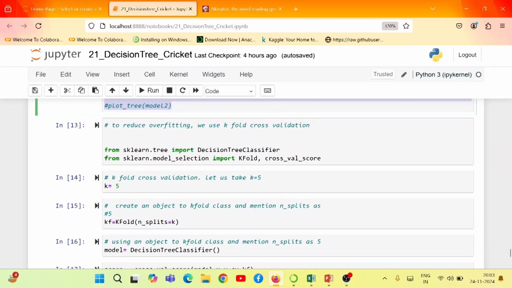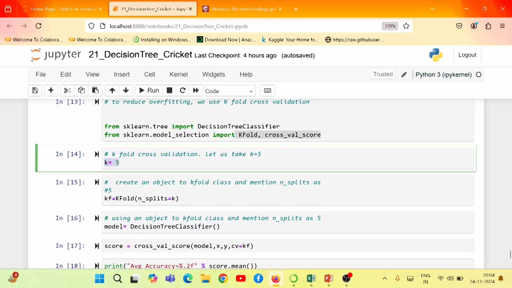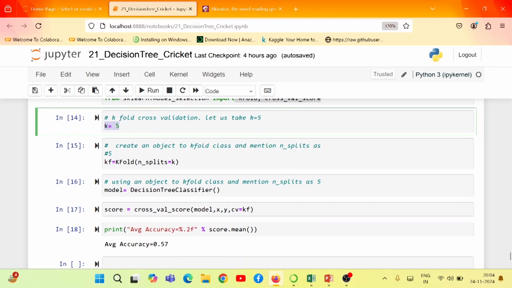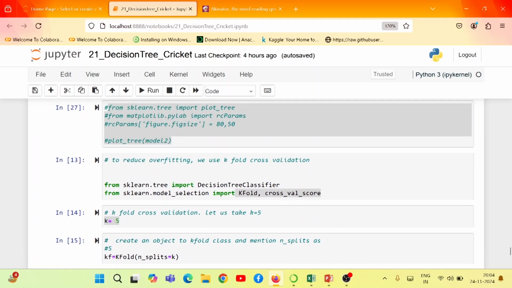Generally, it has been seen that a decision tree has a problem of overfitting. We can address this overfitting by using the k-fold cross validation technique. From sklearn model_selection, you can import KFold and cross_val_score. Here, the k-fold cross validation value we have given is 5. If you follow these steps, you can get rid of the overfitting problem.